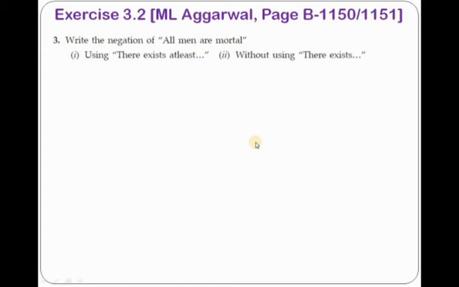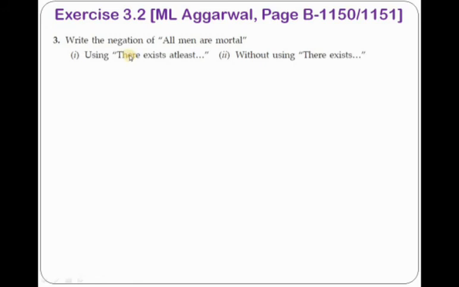So let's move on to the next question. You need to write the negation of "all men are mortal." You need to write the negation of this using "there exists at least," and without using "there exists." Here again we are not leaving even one man, right? So there must be some men who are not mortal. That is the denial of this particular sentence.